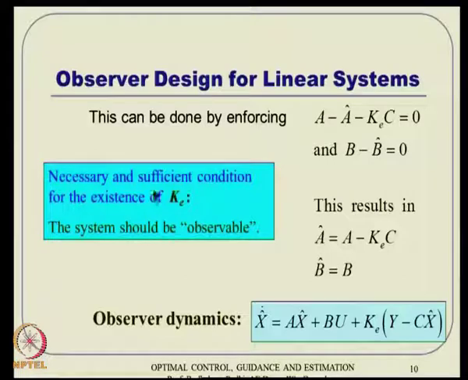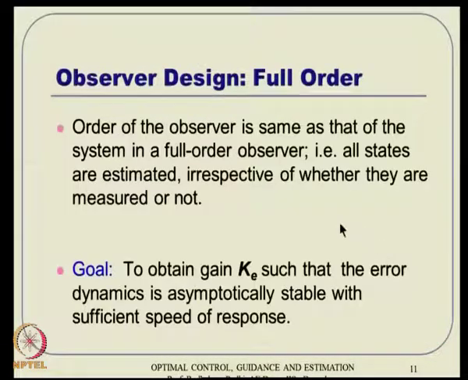And it turns out that the necessary and sufficient condition for existence of this gain K_E is that the system should be observable. So, in observer design, if you are interested in a full order observer, then the order of the observer is the same as that of the system. That means all states are estimated irrespective of whether they are measured or not. Reduced order observers are there, but we are not going to discuss that, because we are slowly getting interested in the Kalman filter. So, we will go ahead that way.